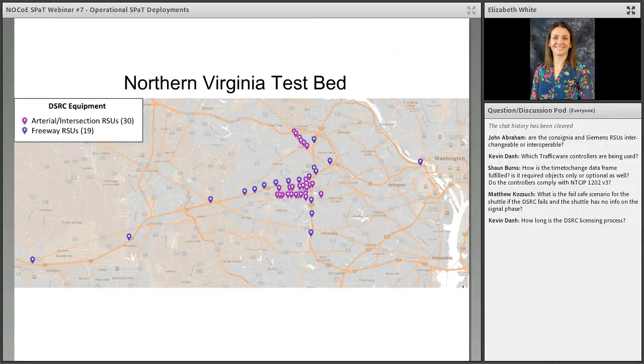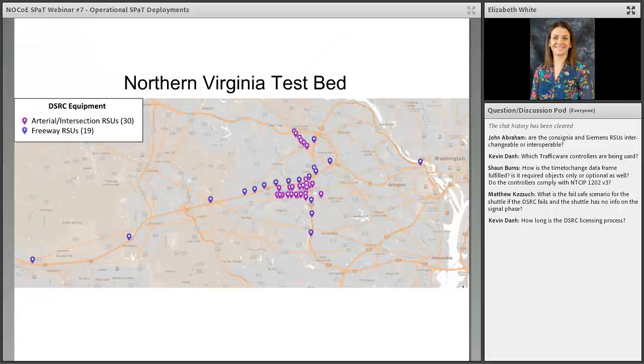This next slide shows a little bit more detail of the Northern Virginia testbed, which is our primary deployment. And this testbed is located along several of the most congested corridors here in the United States, which is why we chose to deploy on these particular roads.